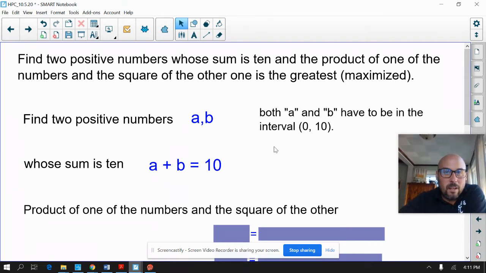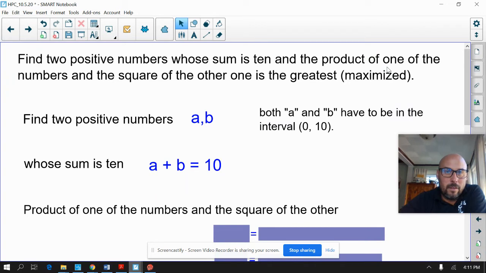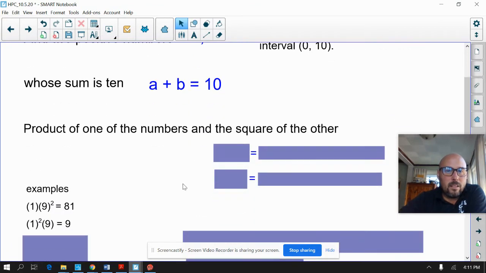So the domain for A and B, they have to be in this interval between 0 and 10. It could be 1 and 9, it could be 2 and 8, it could be 3 and 7, it could be all sorts of things. But A and B have to be positive, and they have to add up to 10. And then it says the product of one and the square of the other is the greatest. So that may take a little bit of thinking through.